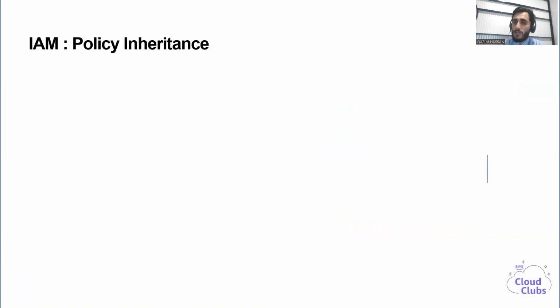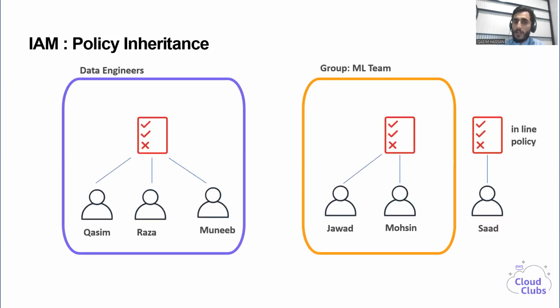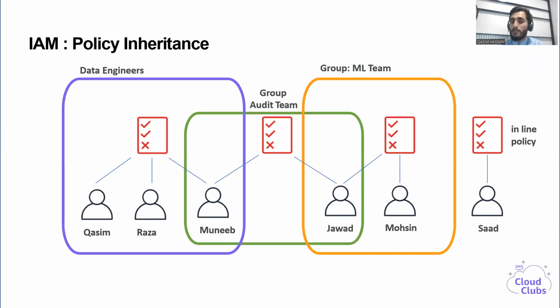Let's talk about policy inheritance. A single user can have a single inline policy. Let's say Saad has a single inline policy. And the groups of data engineers, ML team, and audit team can have their respective policies inherited from their respective groups. The advantage of creating groups is that we don't need to create a policy for a single user. We can simply create a policy and apply it to our groups, and through those groups, the policy can be inherited by the users that belong to those particular groups.